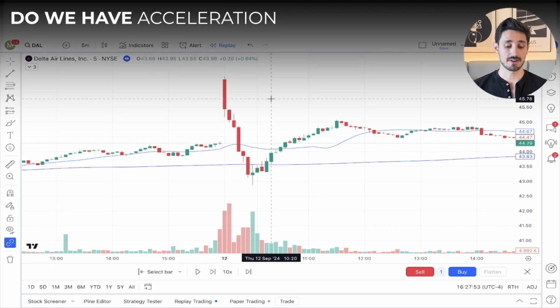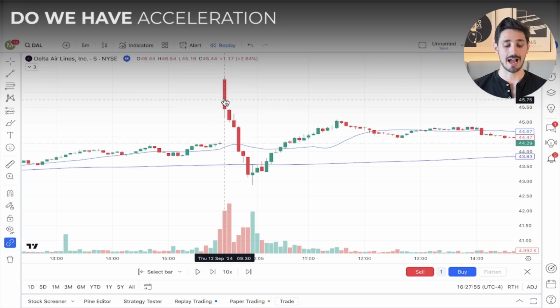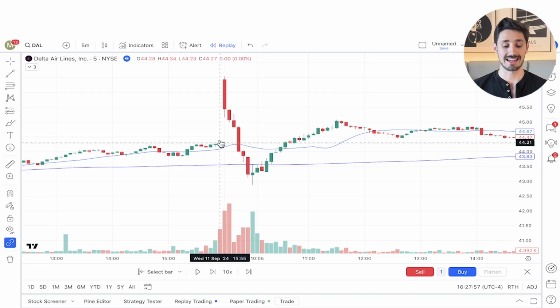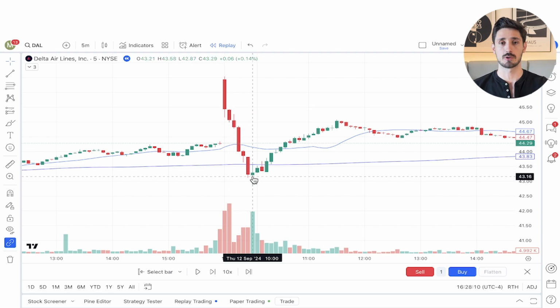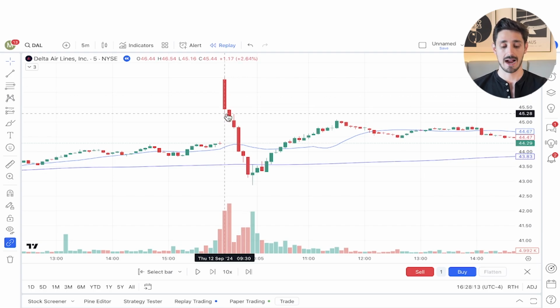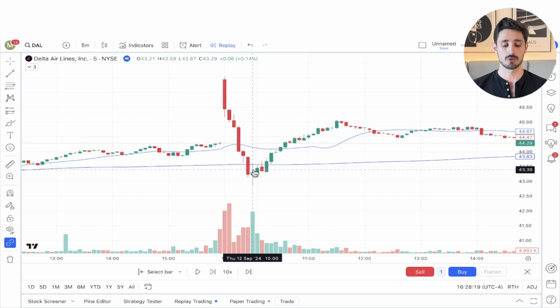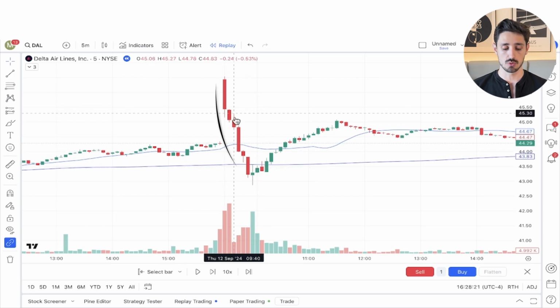So number one, do we have acceleration? And this was actually a gap up. So Delta Airlines gapped up overnight, a very small amount, about $2. And then as soon as it opened on this day, it completely collapsed. And we did see that acceleration. Maybe the red bars weren't becoming increasingly larger after each red bar was formed. However, we accelerated lower and that led to extension from the 20 MA. Okay, this was a huge move lower.